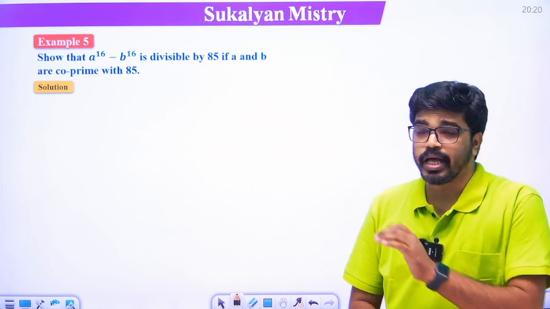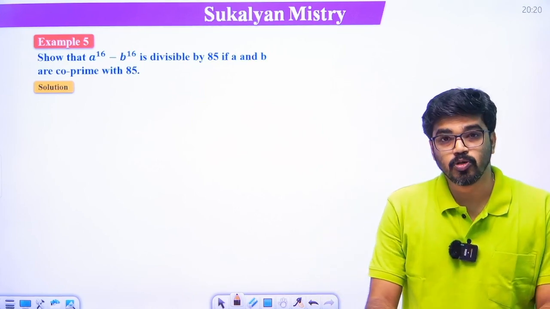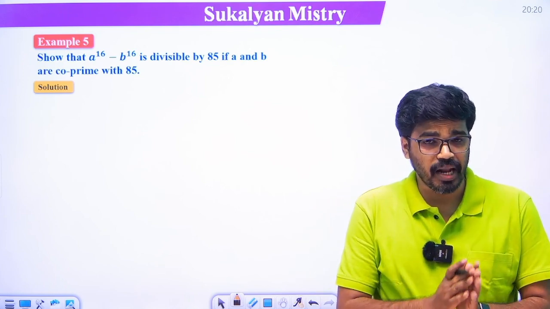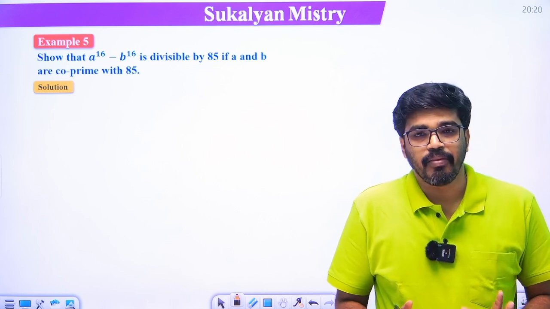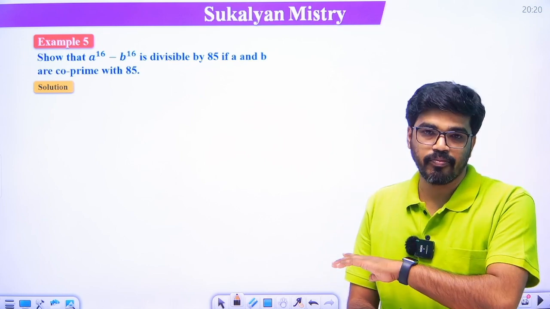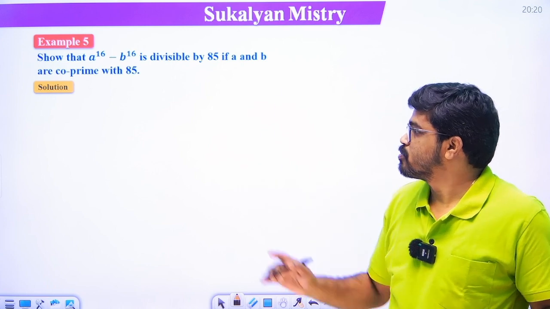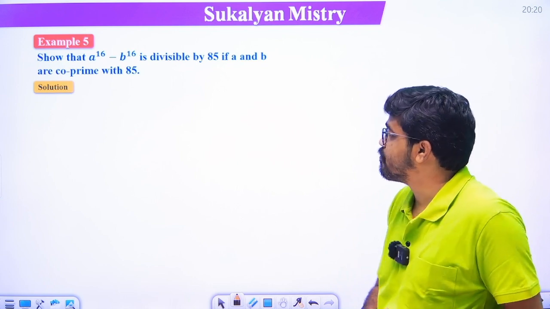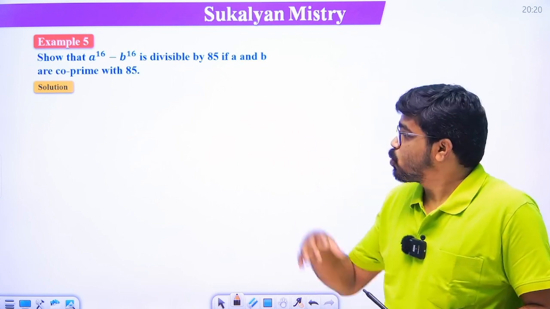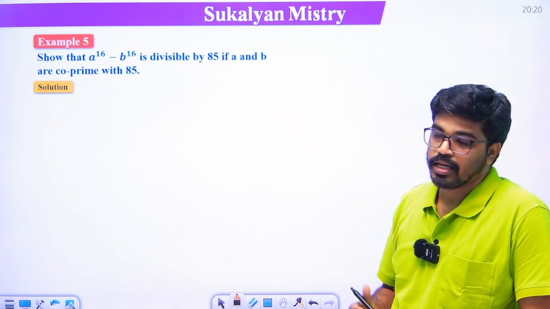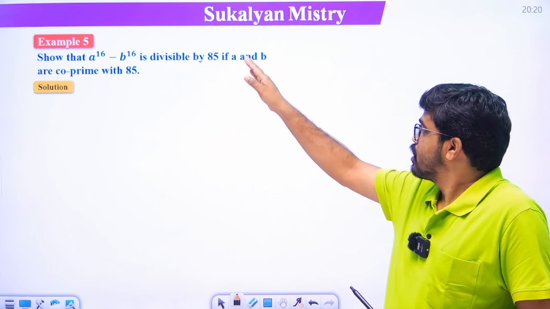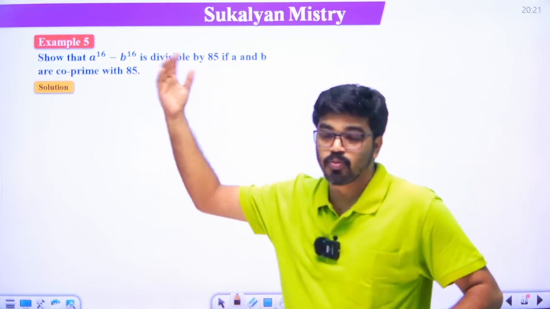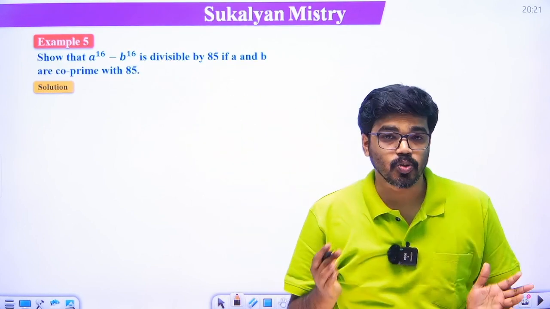So note this problem: show that a to the power 16 minus b to the power 16 is divisible by 85. First what will I do? I will prime factorize 85. So 85 is 17 into 5, right? Show that a to the power 16 minus b to the power 16 is divisible by 85 if a and b are co-prime with 85, that means GCD of a and 85 is 1, GCD of b and 85 is 1.